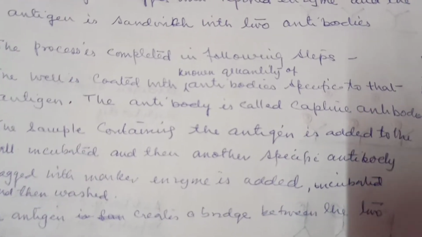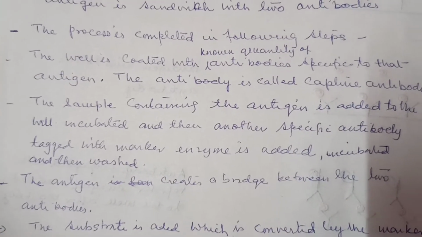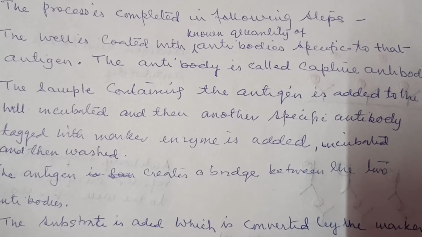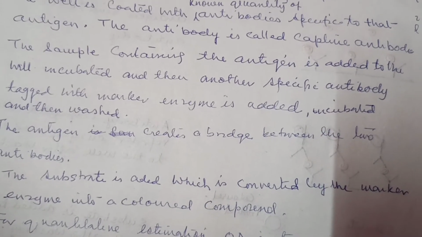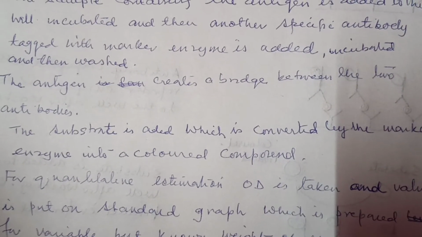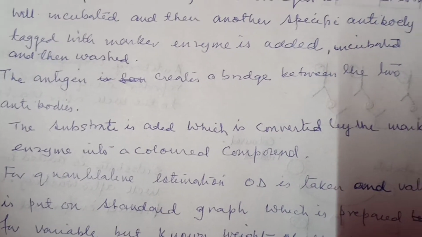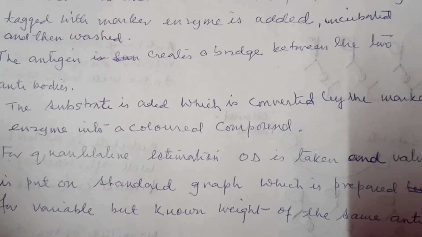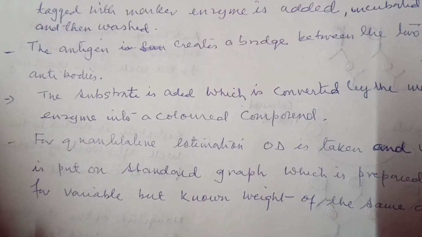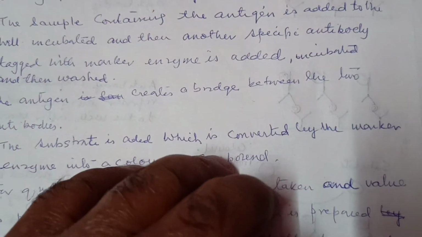The antigen creates a bridge between the two antibodies, and the substrate is added, which is converted by the marker enzyme into a colored compound. For quantitative estimation, OD is taken and the value is put on a standard graph, which is prepared for variable but known weights of the sample antigen. These we have already discussed in the triple antibody sandwich ELISA.